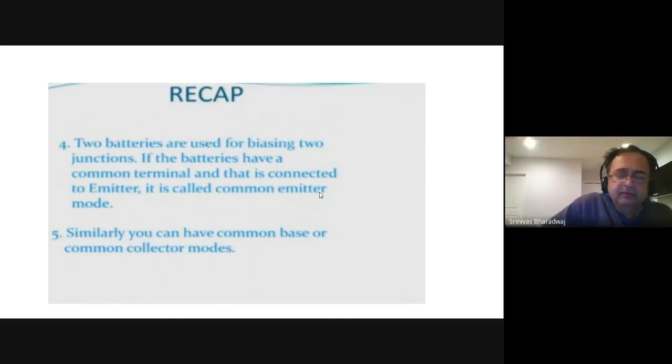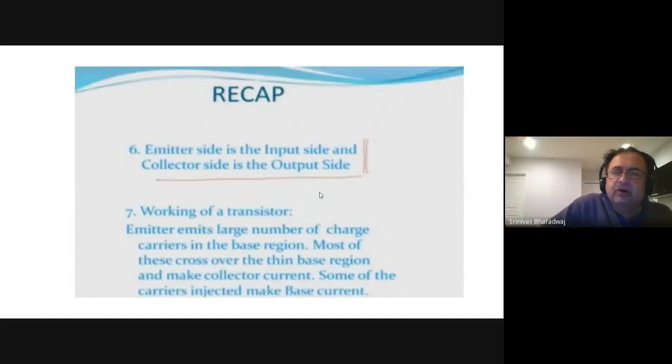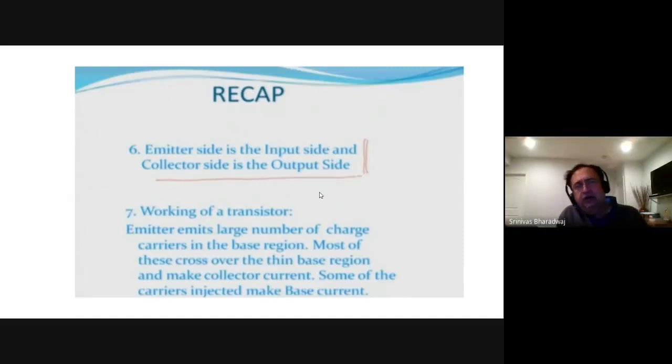Now let's not worry about common base and common collector circuits. We will only look at the common emitter mode. In common emitter, the emitter is on both sides. The base is only on the input side and the collector is only on the output side. The emitter typically emits a large number of charges in the base region. Most of these are carried over to the thin region and make the collector current. Some of the carriers make the base current.